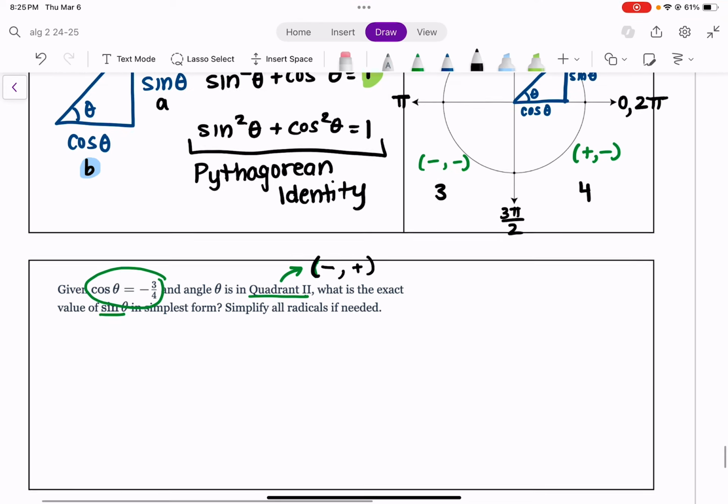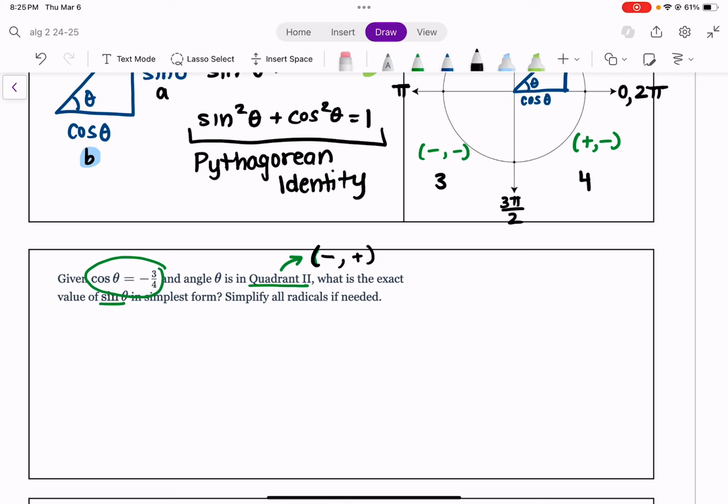And so what we're going to do, in order to find sine of theta, is use this identity. So I'm just going to copy down the identity, and we're essentially going to use it like a formula, right?